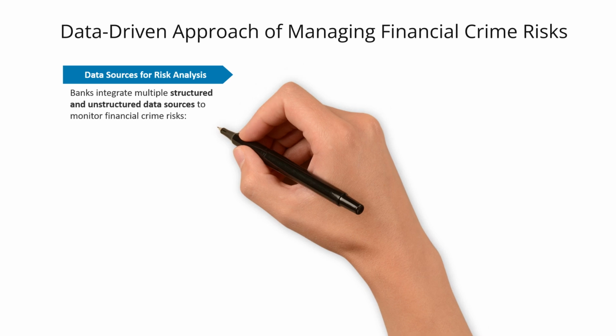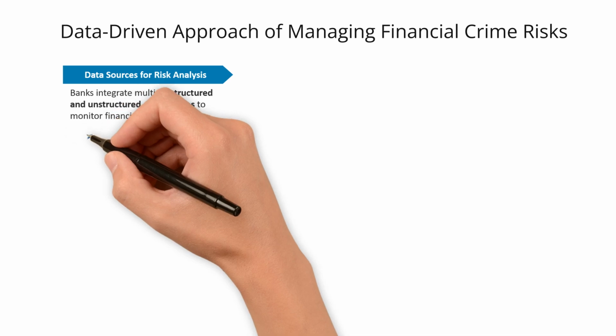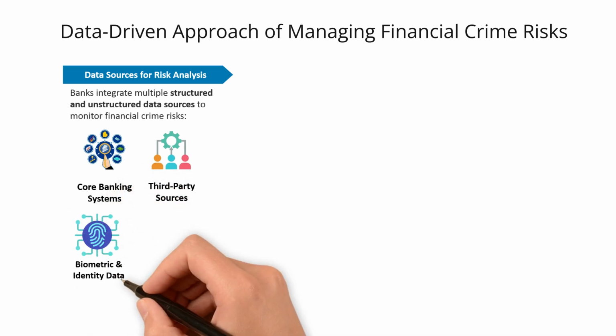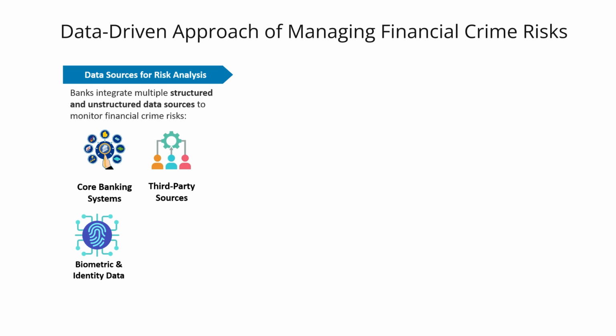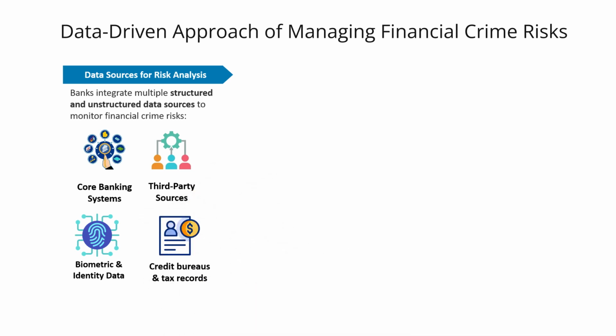Of course, it starts with the data sources. Banks integrate multiple structured and unstructured data sources to monitor financial crime risks. As we heard already earlier in this course, we talk here about core banking systems for transaction data and account history, third-party sanction lists, biometric and identity verification data, for example, fingerprint scans and digital IDs, as well as public and private databases. Here we speak about credit bureaus, tax records, blockchain analytics, and so on and so forth.